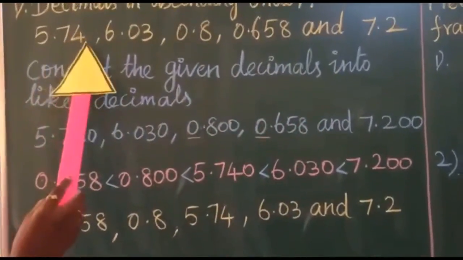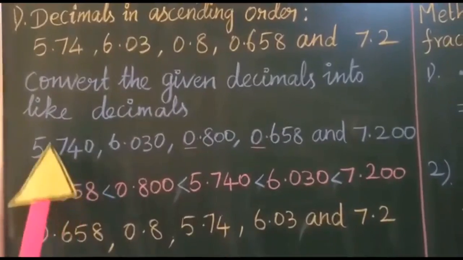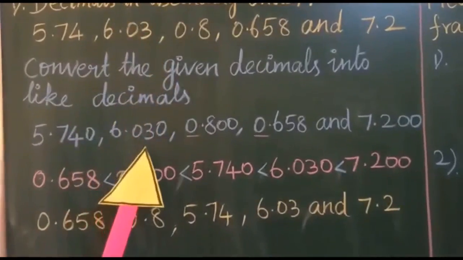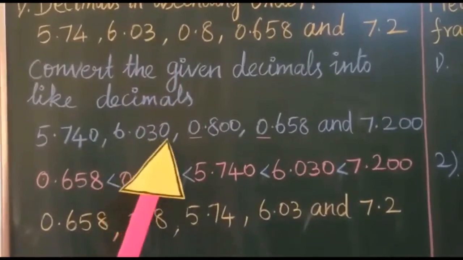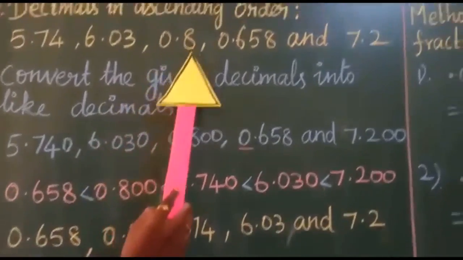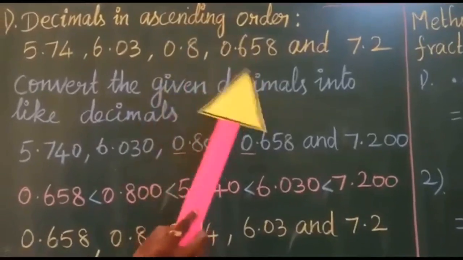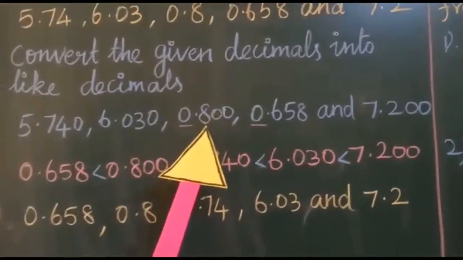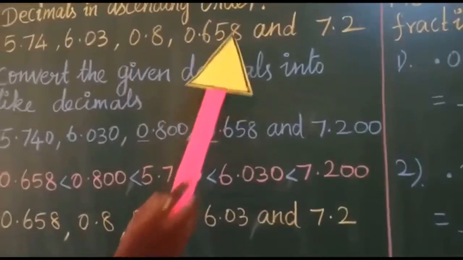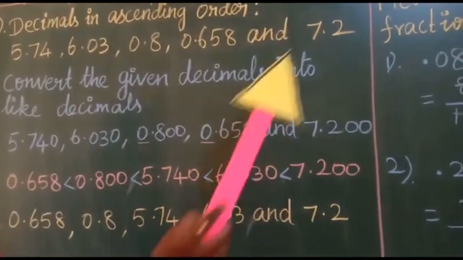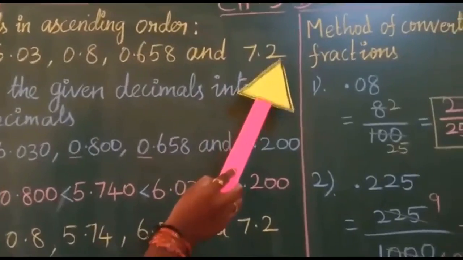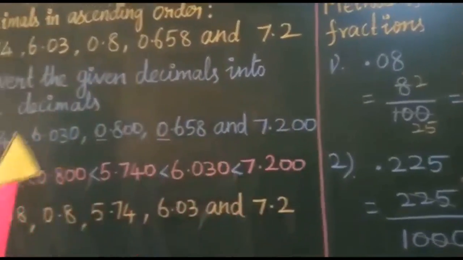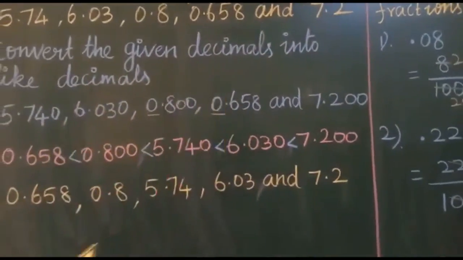For 5.74, we can add one more 0. So now we have equalized it to 3 digits. Here after the decimal dot there are only 2 digits, so for 0.03 we add one more 0. Here only 1 digit, but we need 3 digits after the decimal. What should we do? We add 2 more zeros along with 8. This one already has 3 digits, so we don't need to add any zeros. And the next number, 7.2: after the 2, we have to add 2 zeros, then it will be 3 digits. So I hope you are clear on how to convert like decimals.